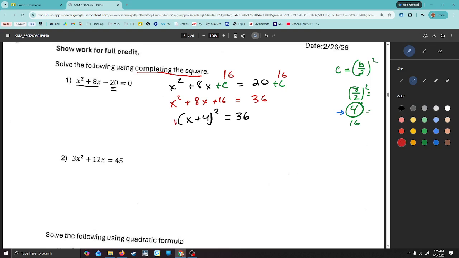Because it's squared, now I'm allowed to square root both sides. Get rid of the square here. So now I have x plus 4 equals plus or minus 6. Remember, when you square root on both sides, that's when you include the plus or minus.